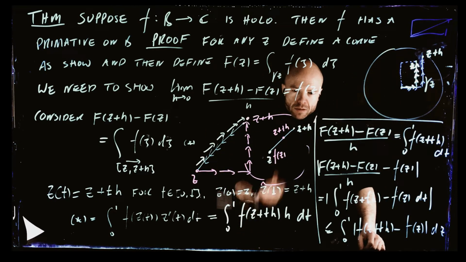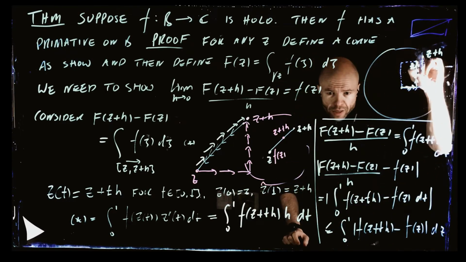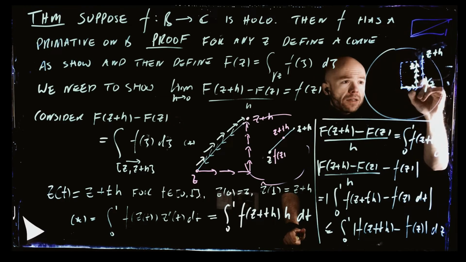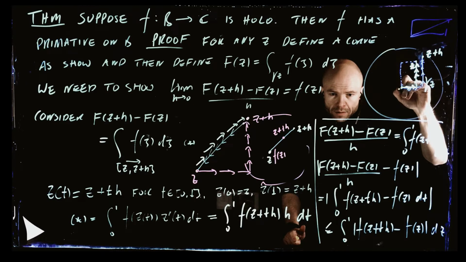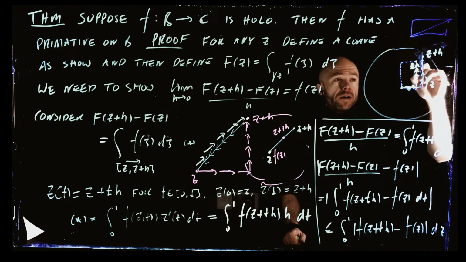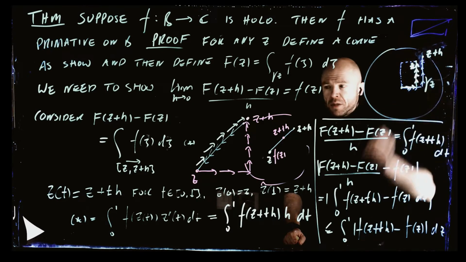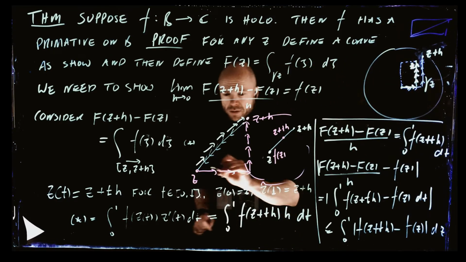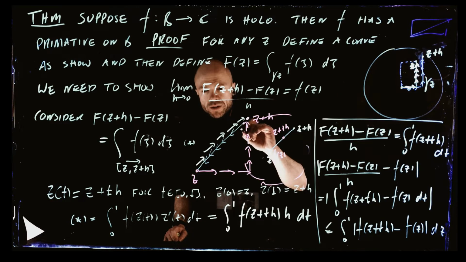So Goursat's theorem allowed us to turn this somewhat complicated looking thing into something simpler. When we consider f of z plus h minus f of z, it's like going up like this and then going down like this, which we know is the same as going down then up, which is the same as just going across then up, which is the same as just going in a direct line like this. Just by using Goursat's theorem again and again to reduce it.